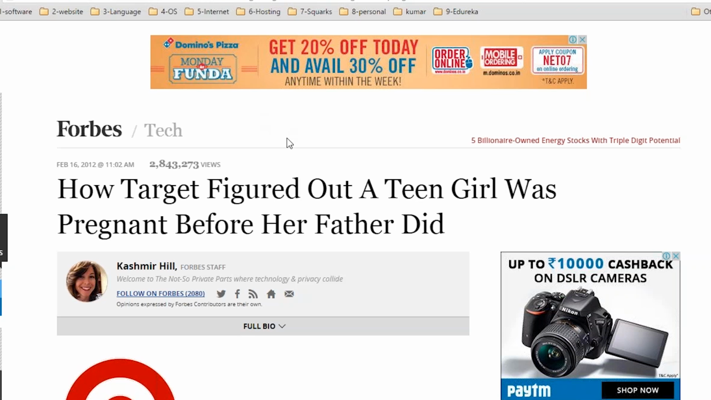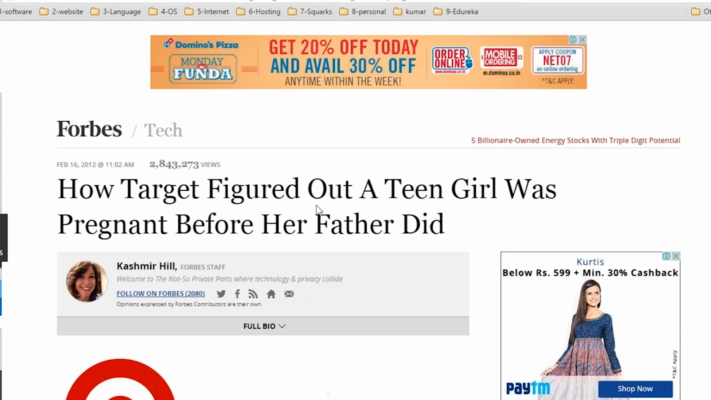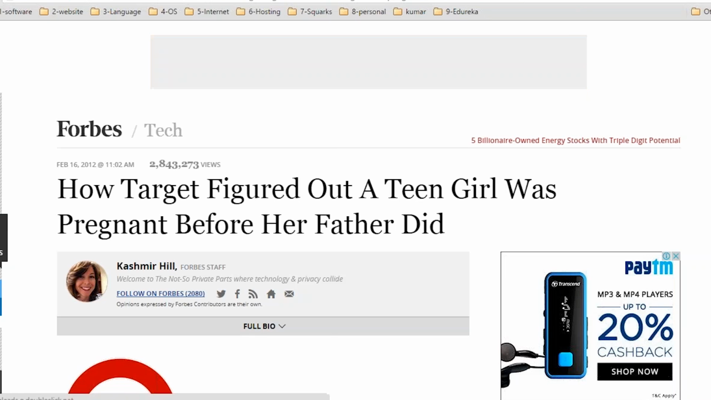What happened in Target? Based on the browsing pattern, it identified that the probability of the user being pregnant was very high, and it started sending prenatal vitamins to that user. But unfortunately, it happened to be a teenage girl. The father got angry and sued Target, and they apologized. They explained that it's a machine learning system that does this categorization.